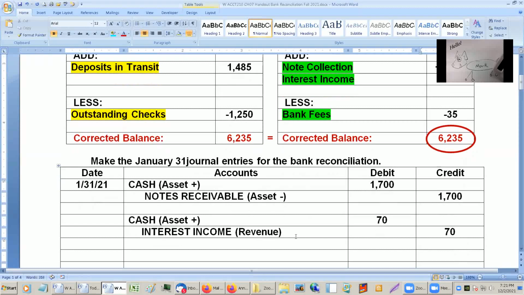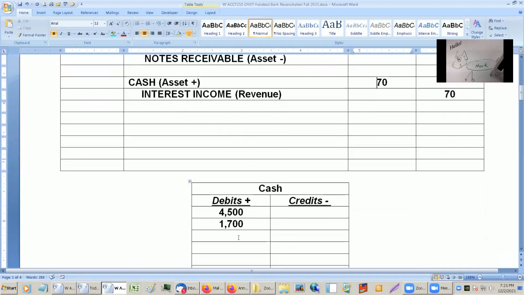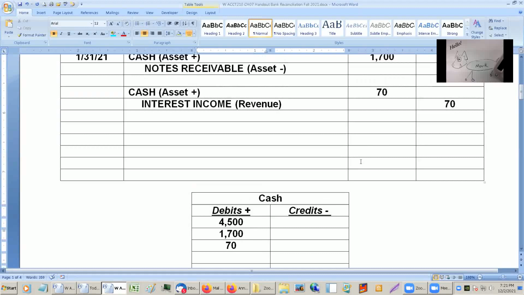Okay, so revenues are always credits. So our cash is going up for those two. So if we were coming down here after that one, we'd say, okay, we had a 70 on the plus side. And again, this is just for the cash.